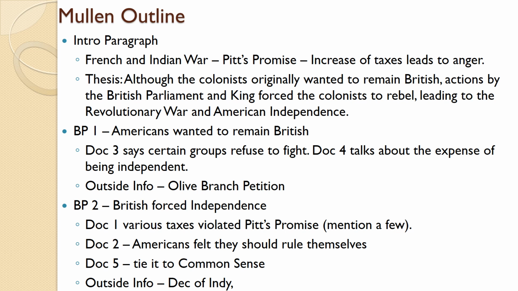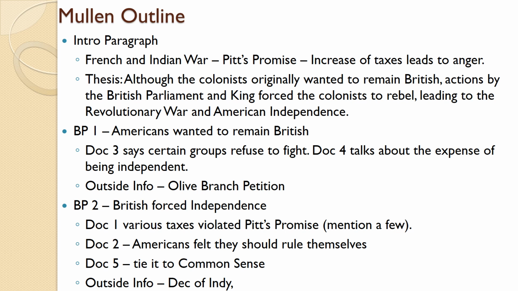I am a teacher. Anyway, so let's take a look at how I would structure this paragraph. I'd start by talking about the French and Indian War, and I'd tie that into Pitt's promise. And then I would talk about how Pitt's promise is going to be violated, which leads to anger. My thesis looks like this. Although the colonists originally wanted to remain British, actions by the British Parliament and King forced the colonists to rebel, leading to the Revolutionary War and American independence.